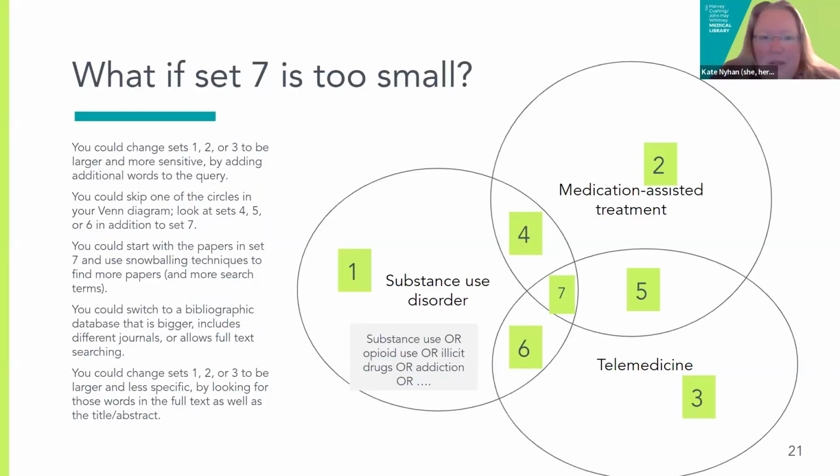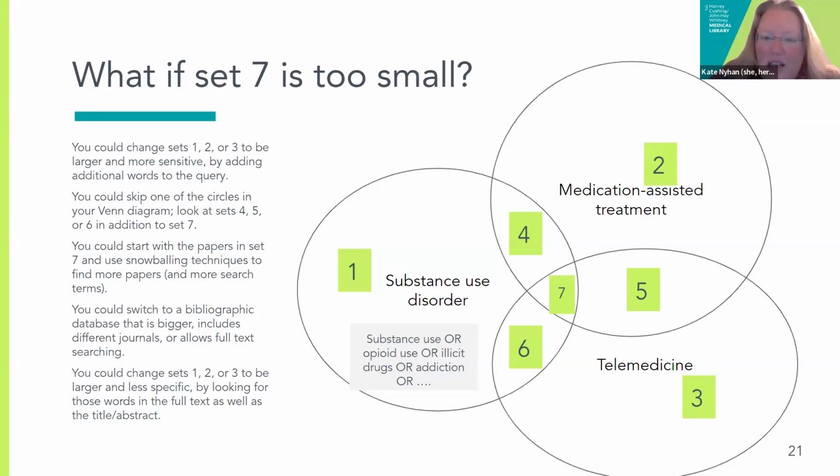The opposite problem: what if set 7, that combination set, is too small? What if there's not enough papers and you think, I am sure that people have written more articles about these 3 topics together. Well, you could change set 1 or set 2 or set 3 to be larger and more sensitive by adding additional words. Maybe I take set 1 and I make sure to use the abbreviation SUD in addition to the phrase substance use.